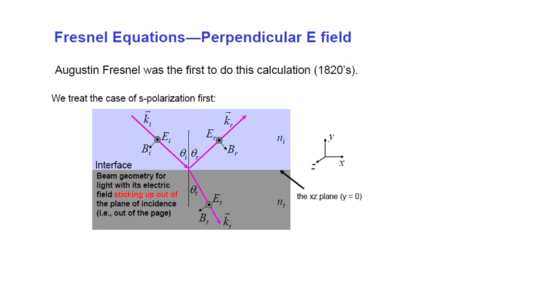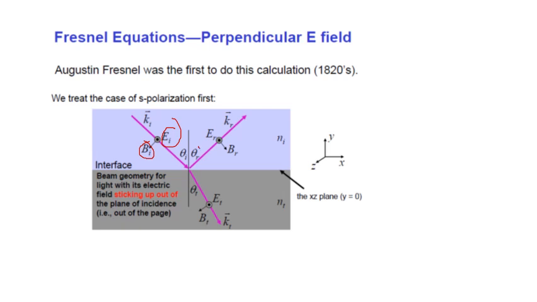So this component is there. Light is incident, the k vector is incident, and we have an electric field which is perpendicular, and the magnetic field obviously perpendicular to that. After incidence, you are observing here Ei and Bi, the electric and magnetic fields. This is the interface. This is the beam geometry for light with its electric field pointing out of the plane of incidence.